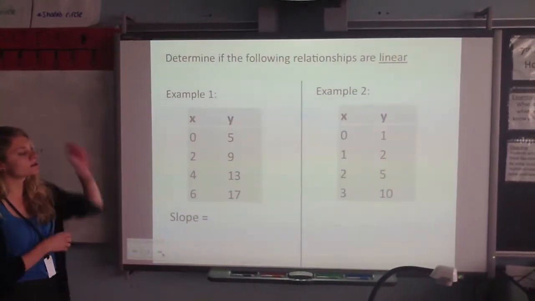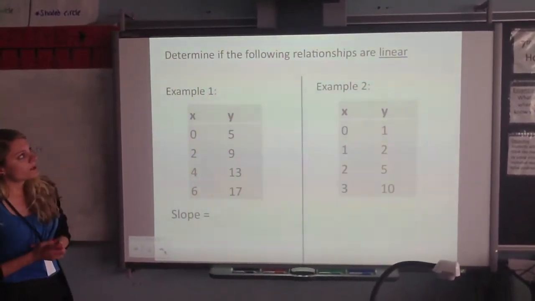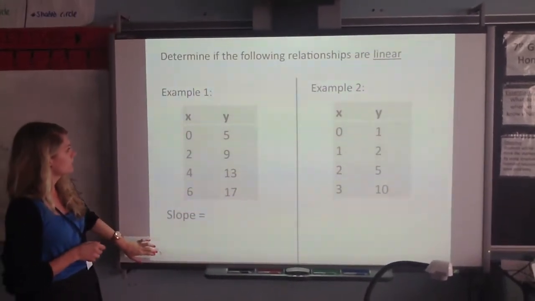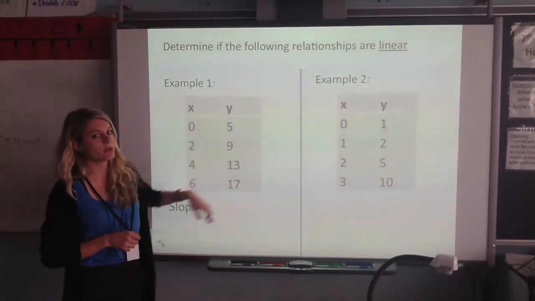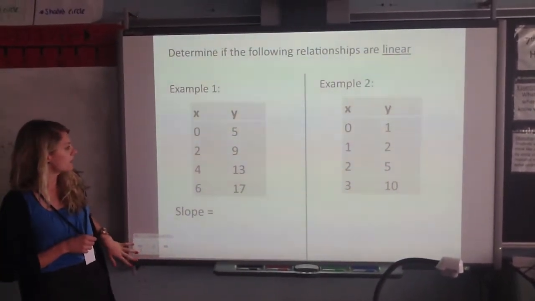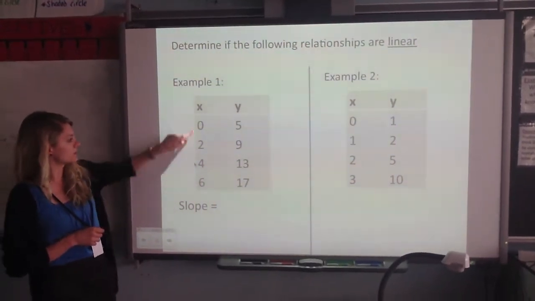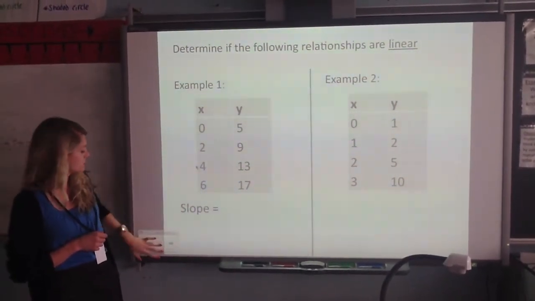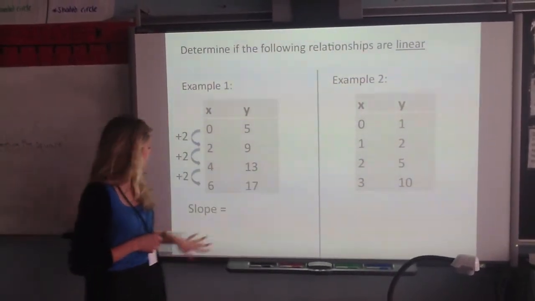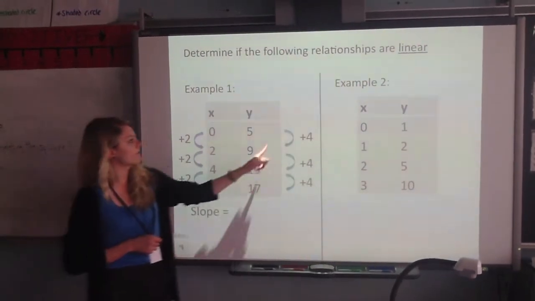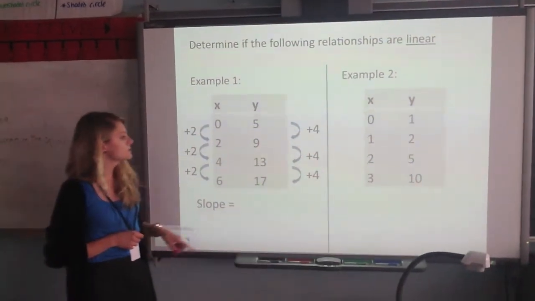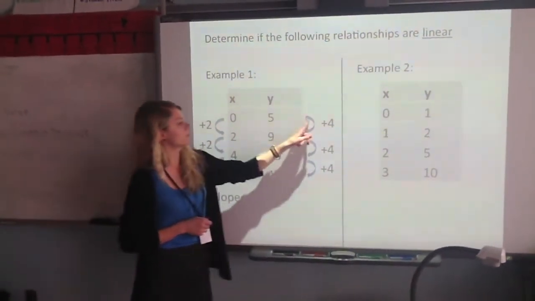Okay, so moving on. So now we're looking to determine if these relationships are linear. To do that, we need to first think about our change in x and our change in y. Because remember, we have a linear relationship if it's a constant rate of change each time. So my change in x each time, I'm seeing it goes up by 2. 0, 2, 4, 6. It's going up by 2 each time. And my y, let's see, it goes 5, 9, 13, 17. So I'm seeing each time I'm adding 4 on. 5 plus 4 is 9, 9 plus 4 is 13, 13 plus 4 is 17. So I'm seeing that each time I have a constant rate of change.